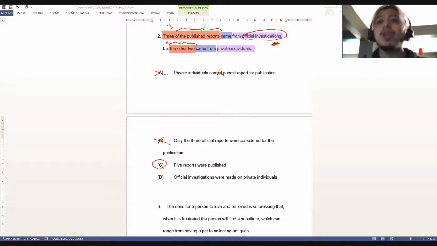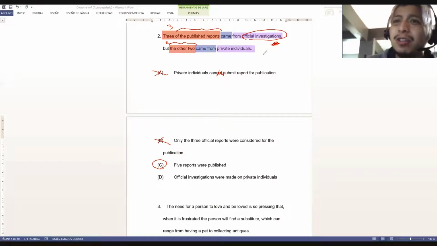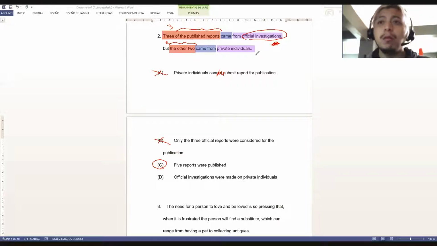these reports came from this source. But the official investigations, they didn't do anything. They are just the place or the people or the processes from where the reports come. Okay, so this is not even the subject. And in this case, they want to use it as the subject. They were made on private individuals. This is no. It doesn't make sense.